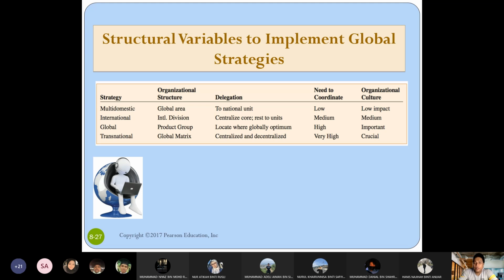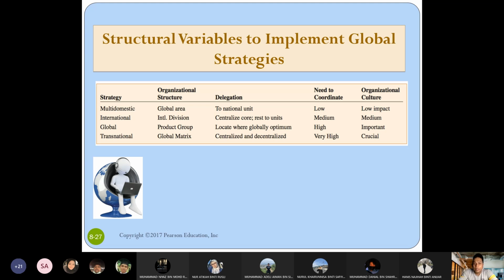So if you look from here, we have 4 strategies: multi-domestic, international, global, and transnational. The organizational structure for the multi-domestic is global area, and for the international is international division. Global is product, or division group. And for the transnational is global matrix. Okay, that's the best organizational structure they can choose.